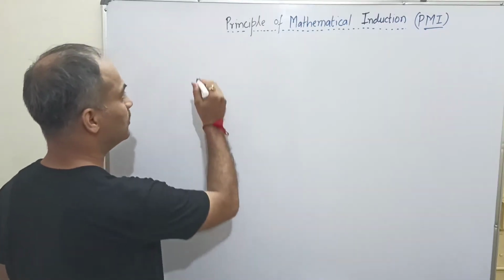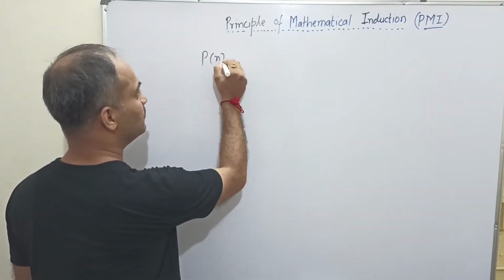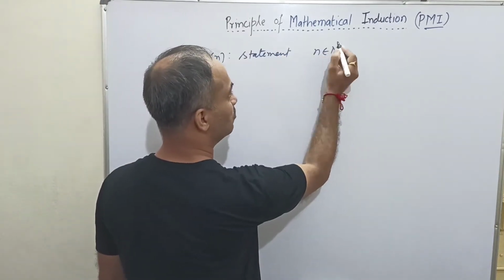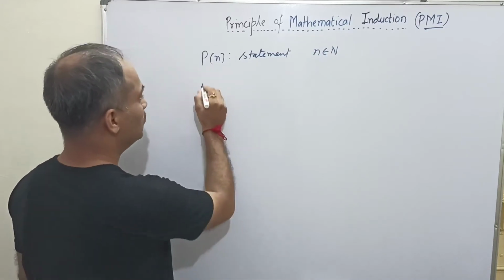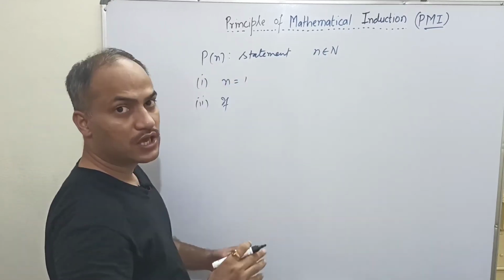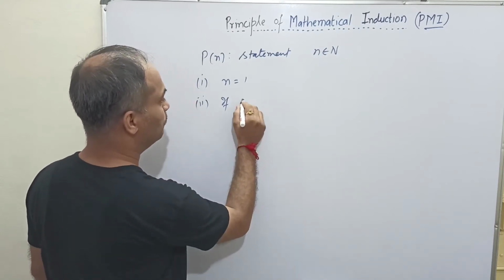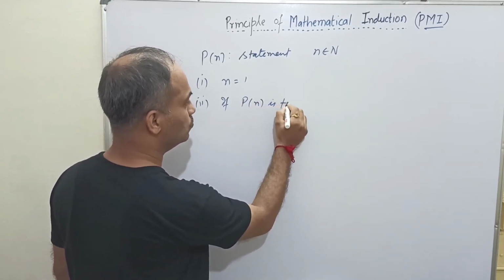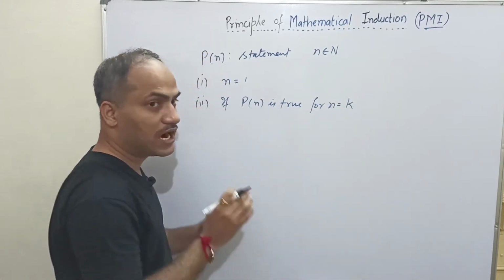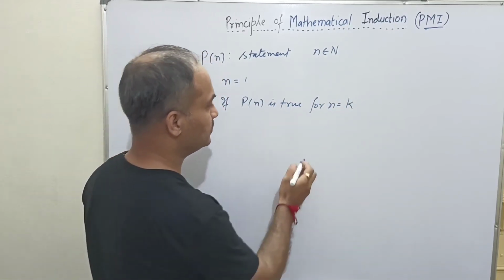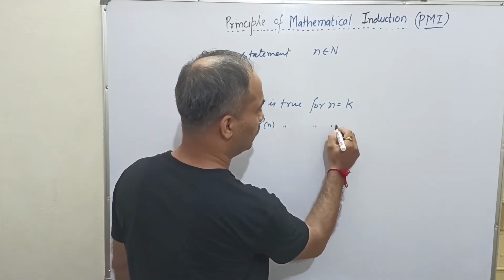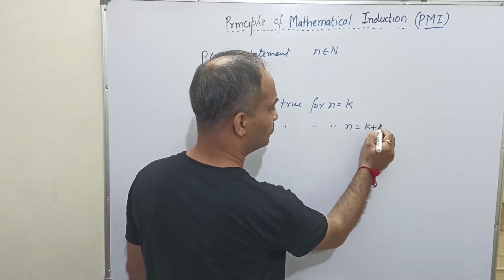This method says that some statement Pn is given to us, where n is a natural number. This statement is true for n equal to 1 if we can show that Pn is true for n equal to k, and this implies that Pn is true for n equal to k plus 1 too.